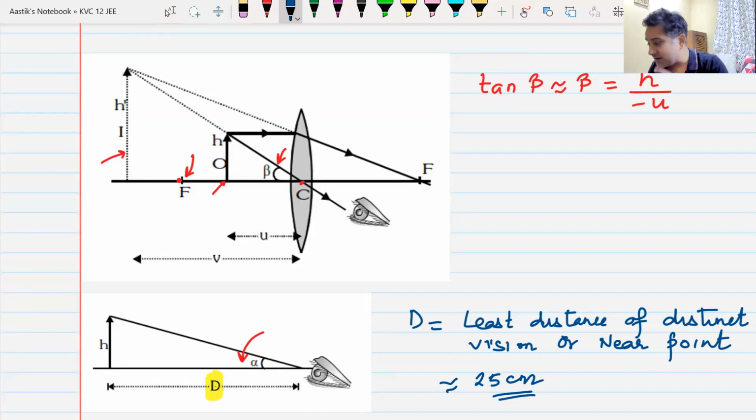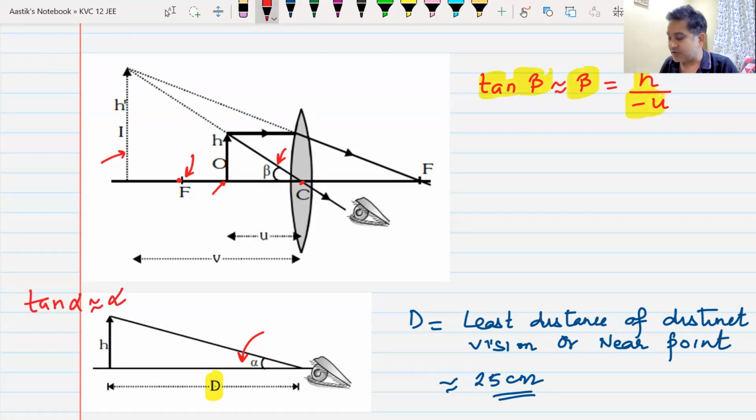So these are the two angles that you must understand. One angle is the angle subtended by the object at the instrument, which is beta or tan of beta. The other angle is the angle subtended by the same body but without any instrument. We call it the unaided eye. And here we find out the value of this tan of alpha. What is the value of this tan of alpha? It can be approximately written equal to alpha, and that will be equal to h divided by minus D. Yes or no?